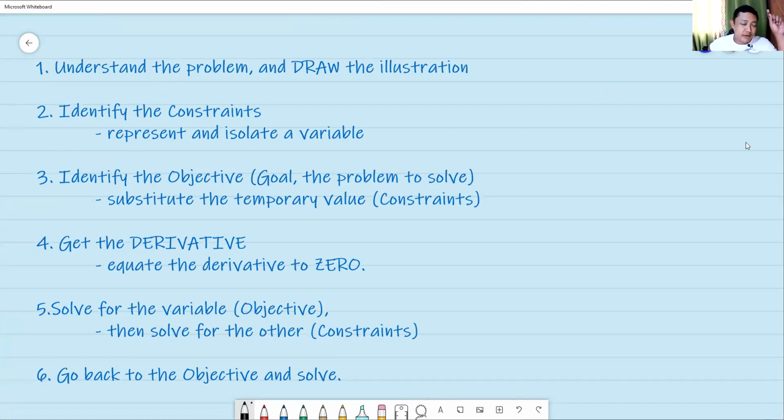Second, identify the constraints. This is where you use the given. Okay? Represent and isolate a variable. We need that. Third step, identify the objective. And this is actually the goal, the problem to be solved. Okay? And then after that, substitute the temporary value of the constraints. Then get a derivative, equate to 0, and then solve. That's it. Okay? Let's have another example.